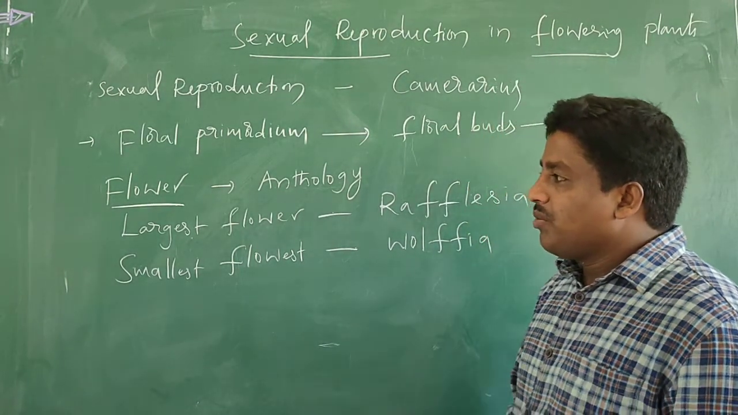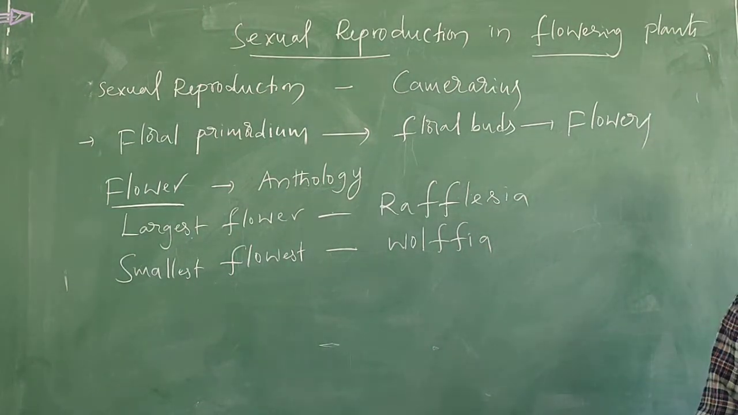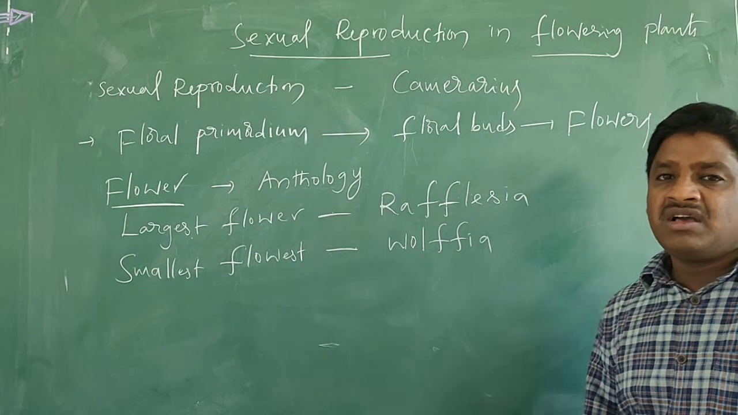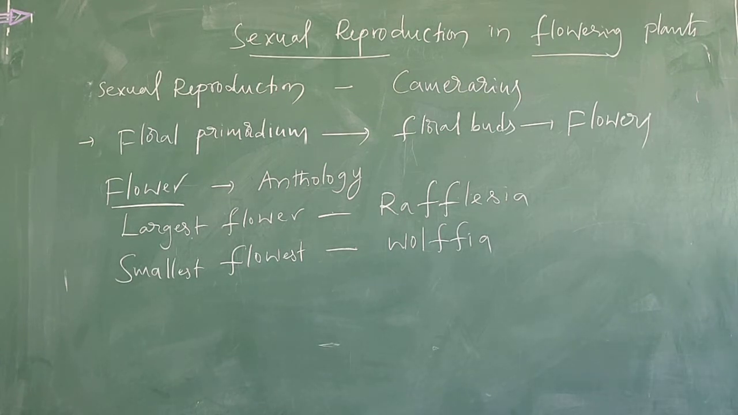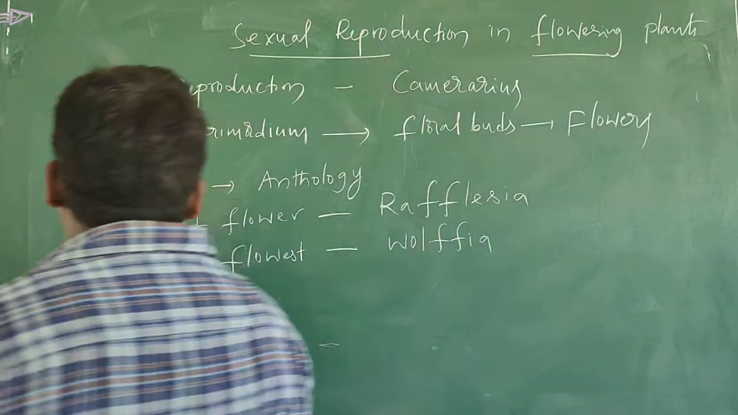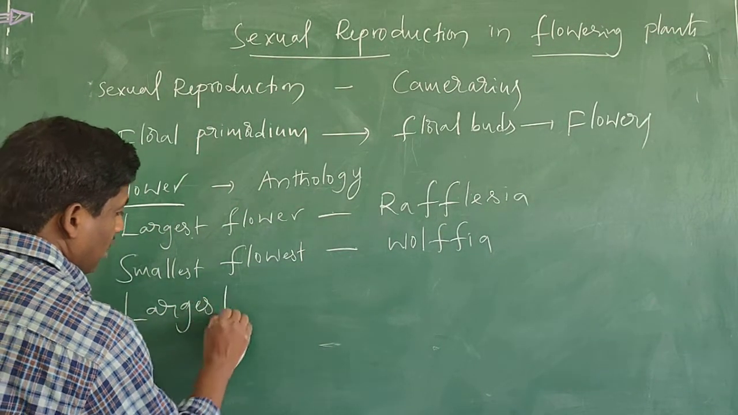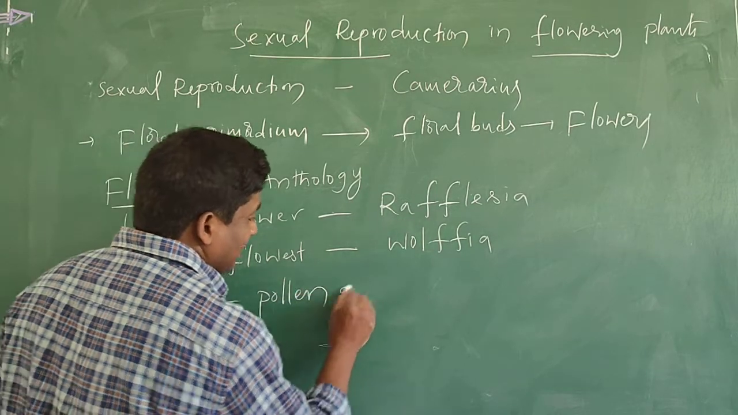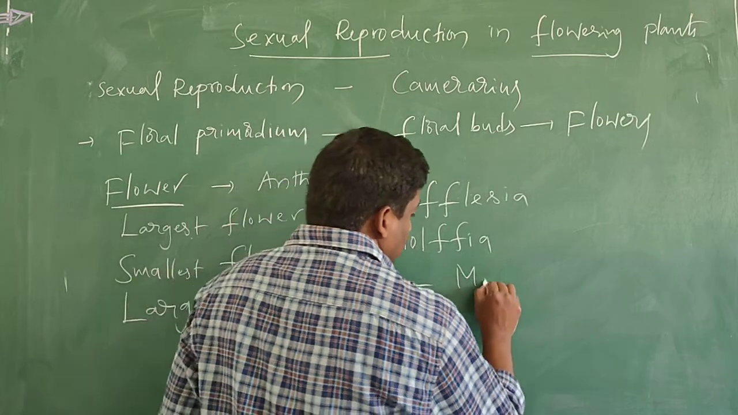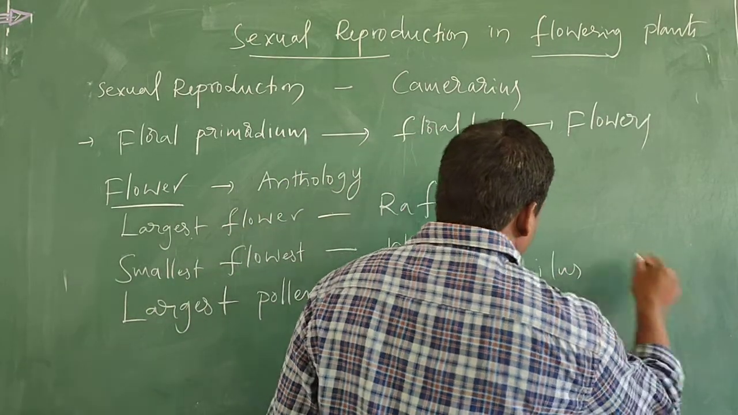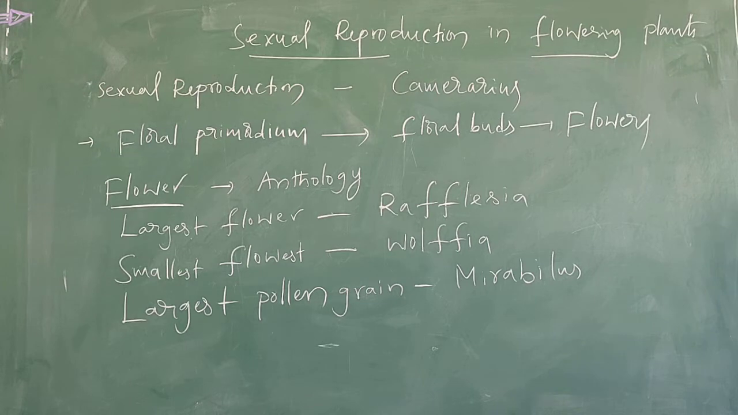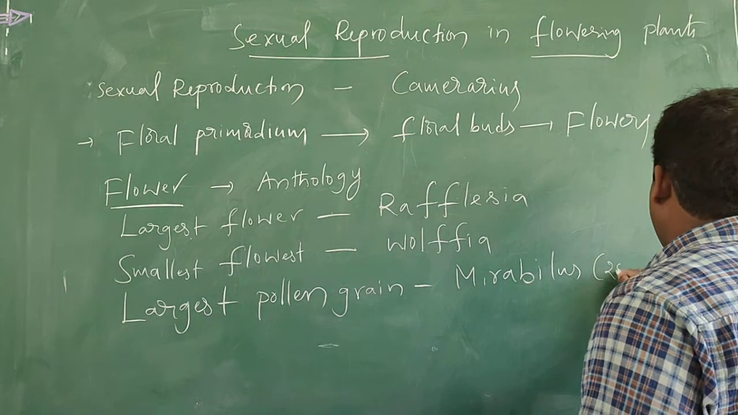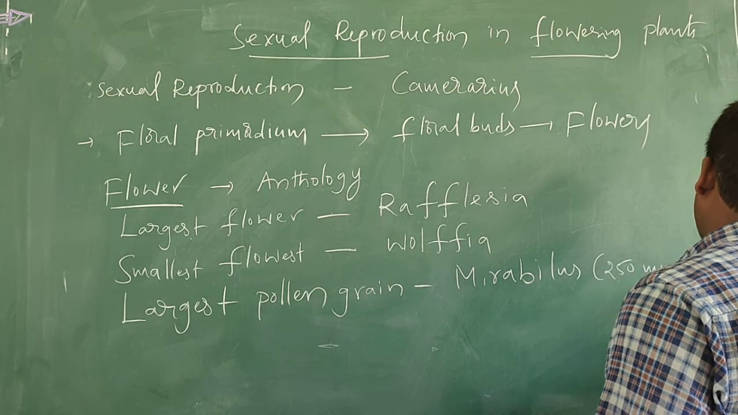Next, in the flower, the pollen grains are produced, right? Particularly the stamen produces the pollen grains. So among pollen grains, the largest pollen grain is Mirabilis. Not just pollen, the name we call it is Mirabilis, and its diameter is 250 micrometers.